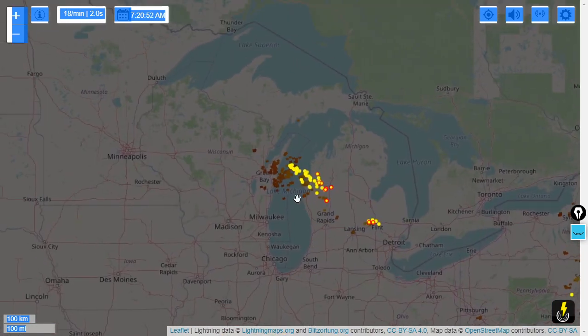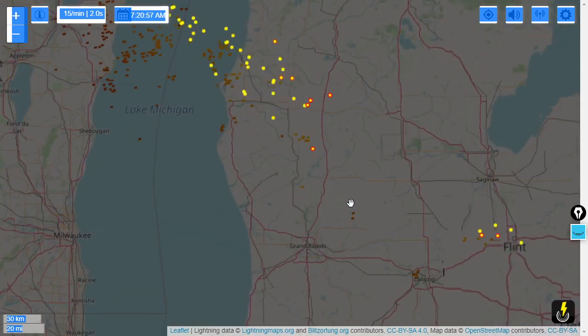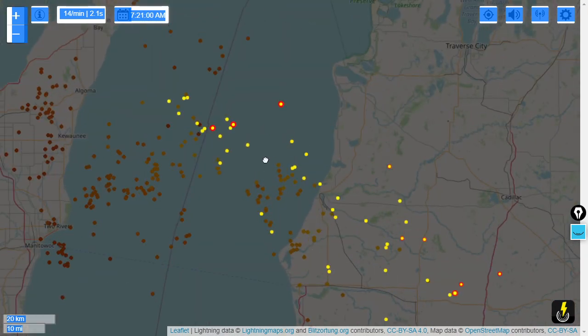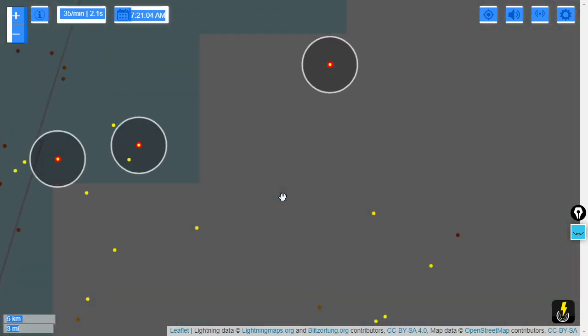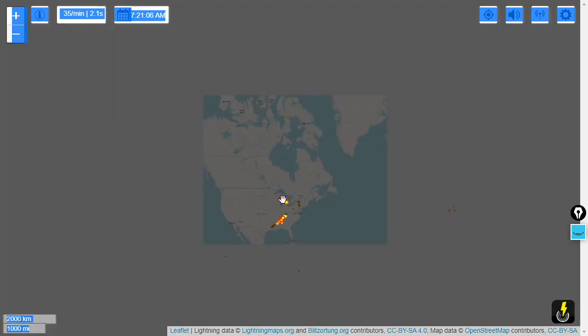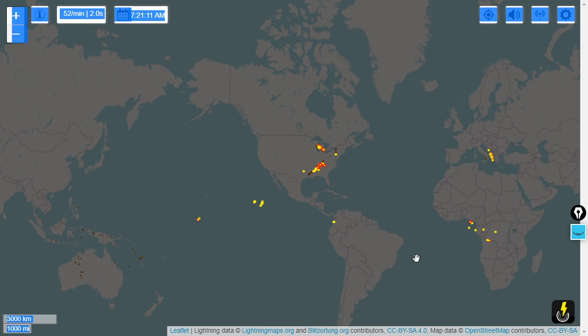And some lightning here. Is it thunder snow? Some lightning over Lake Michigan. Yowzers. Anyway, there's your zoomed out global real-time lightning map.